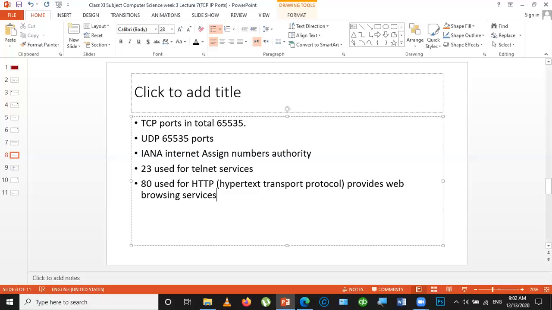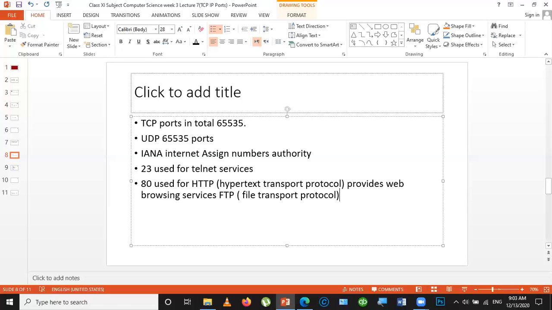Dear students, you already know about it. When we search for a website on our browser, that website uses port number 80, and HTTP, the Hypertext Transport Protocol, is used mostly for browsing websites. This port is also used for FTP. FTP stands for File Transport Protocol. So this is used for FTP services.